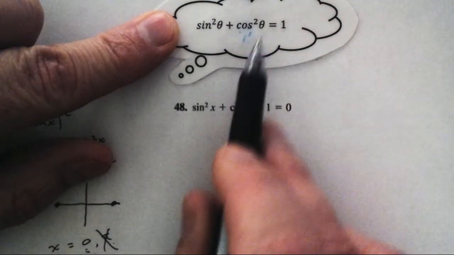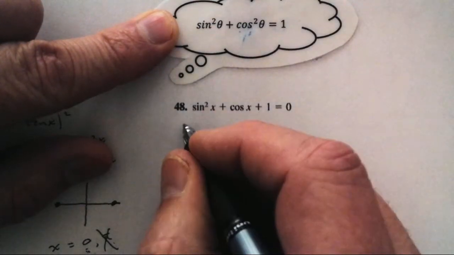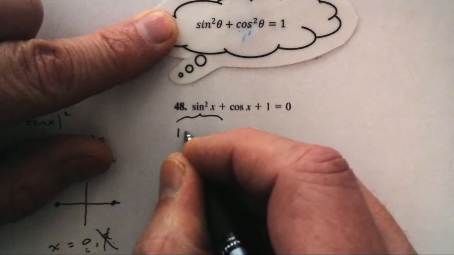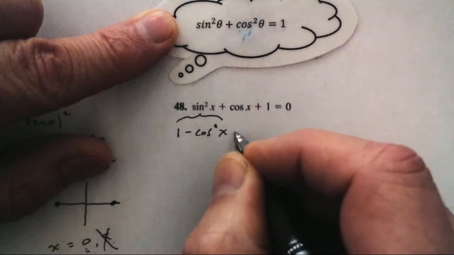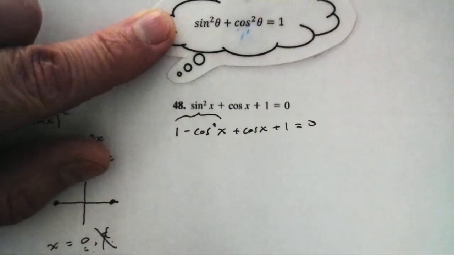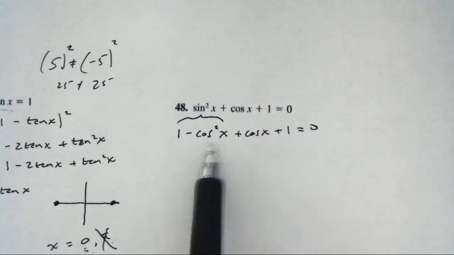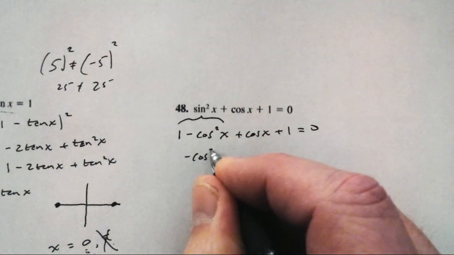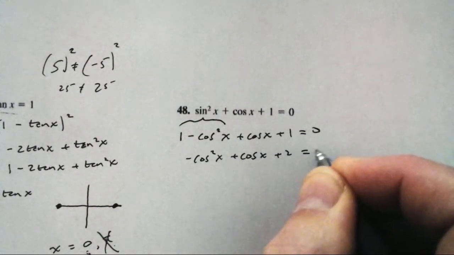So sine squared could be replaced by 1 minus the cosine squared. So this could equal 1 minus cosine squared of x plus the cosine of x plus 1 equals 0. Not great, but better than having a sine squared. Better to have all one trig function. Let's see, we get negative cosine squared of x plus cosine of x plus 2 equals 0.